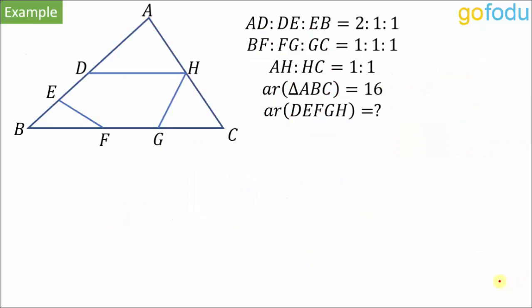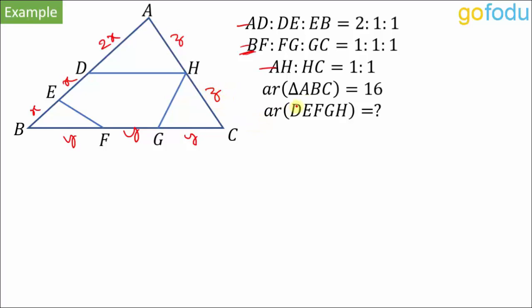Moving on to next question. Alright. So many ratios are given to us. What do we do when we have ratios and we have to assume actual values? We make use of variables. So if I use variable x here, AD will be 2x, DE will be x and EB will be x. If I use variable y here, BF will be y, FG will be y and GC will be y. Similarly, AH will be z, HC will be z.